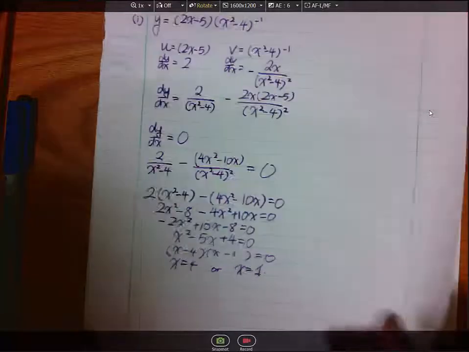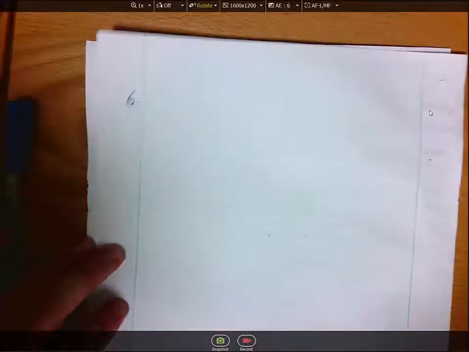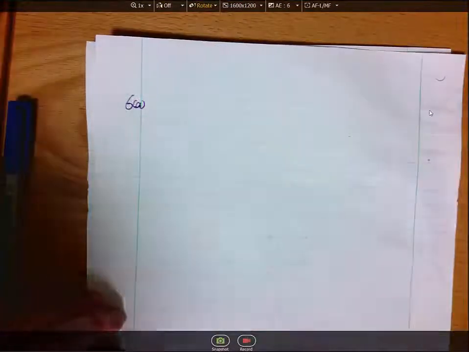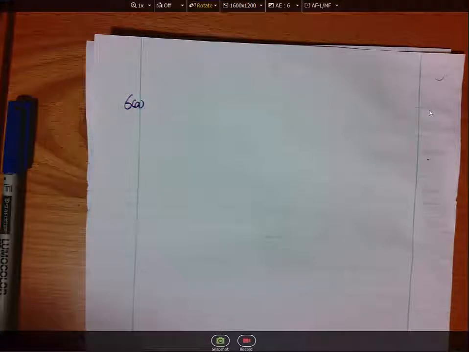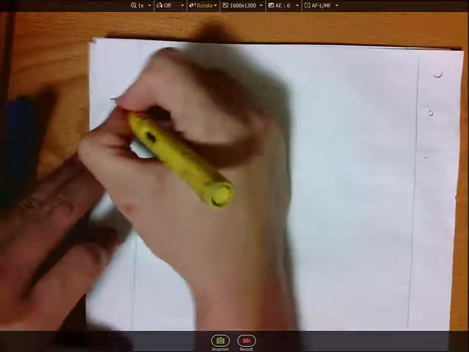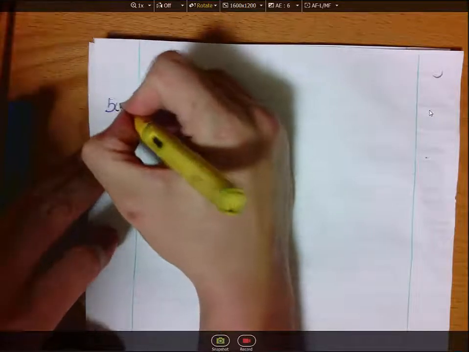Now I'm going to show you question 6. For question 6, I'm going to just show you 6a. Okay, let me show you question 5 first, sorry. So I show you question 5 first before I do 6a.